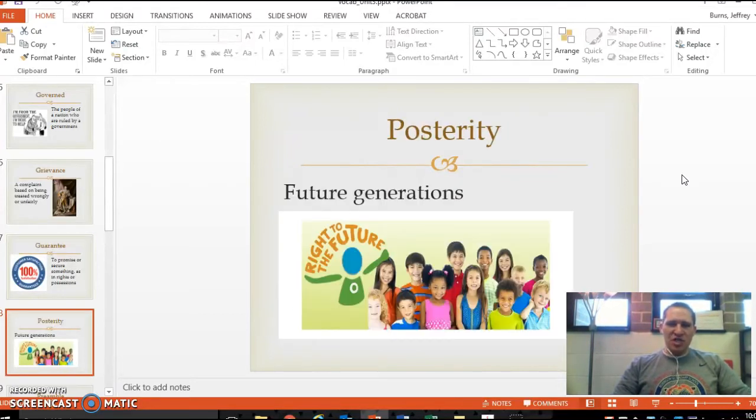Posterity. We're going to go from G all the way to P. Posterity, future generations. And when we talk about the preamble later on in this unit, our blessings of liberty are extended to our posterity, which are the generations coming in the future. It's not just current people, it's also future generations.